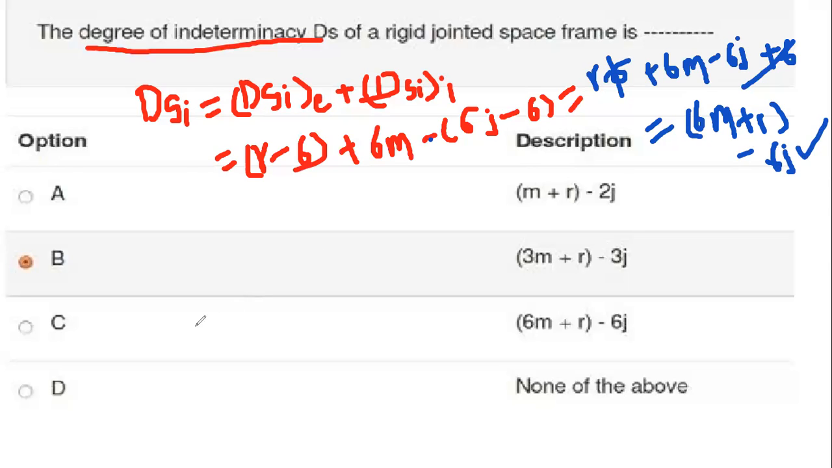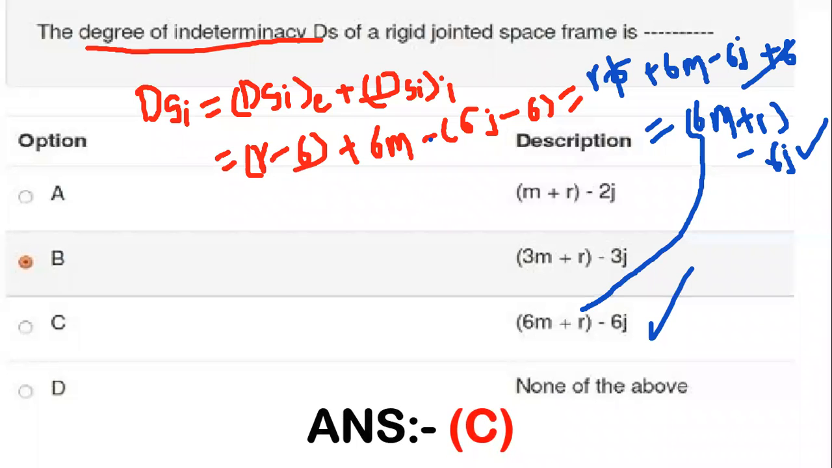Now see option C. We have C here: 6m plus R minus 6j. It is the DSI formula. So here the answer is option C. Okay. We will see the next MCQ now.